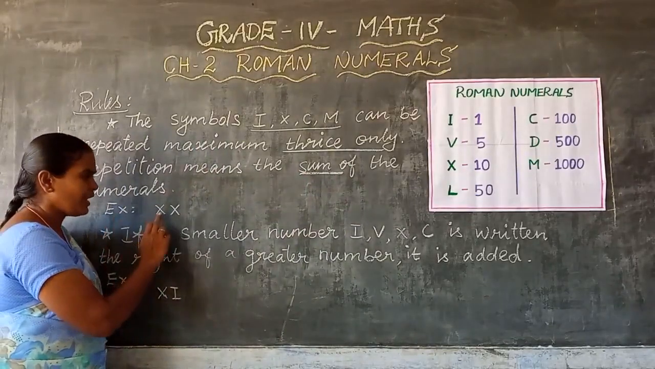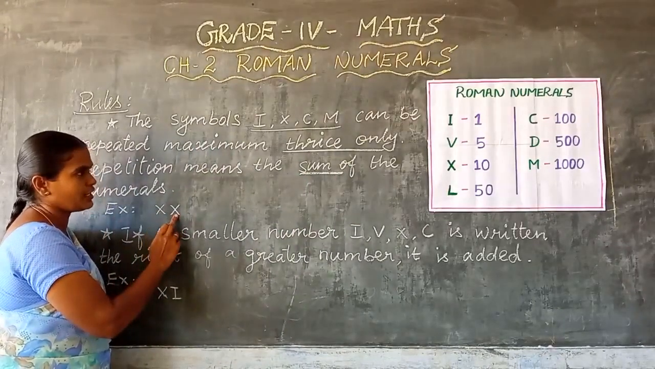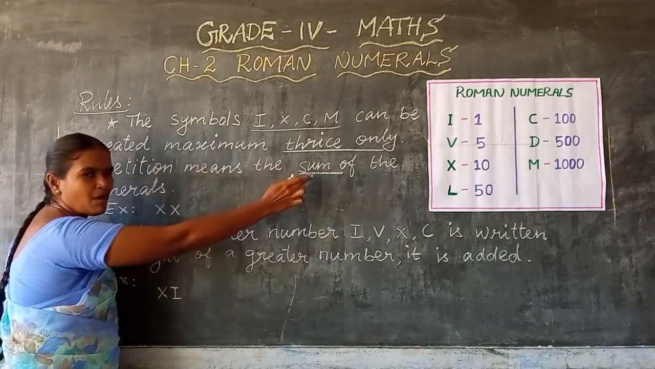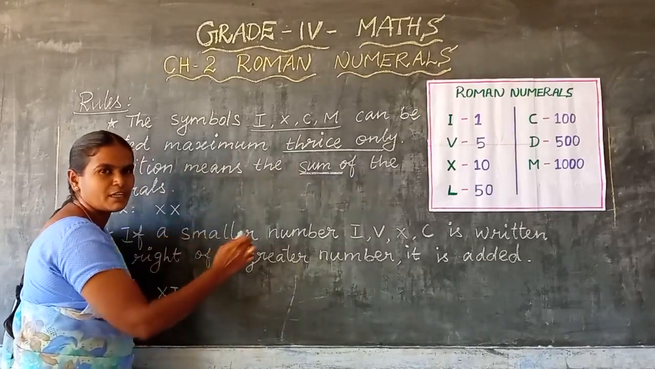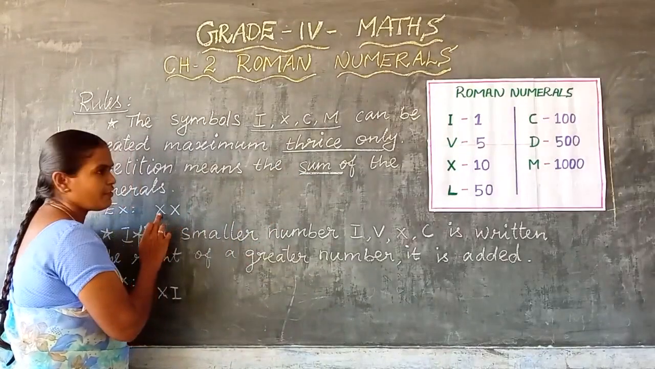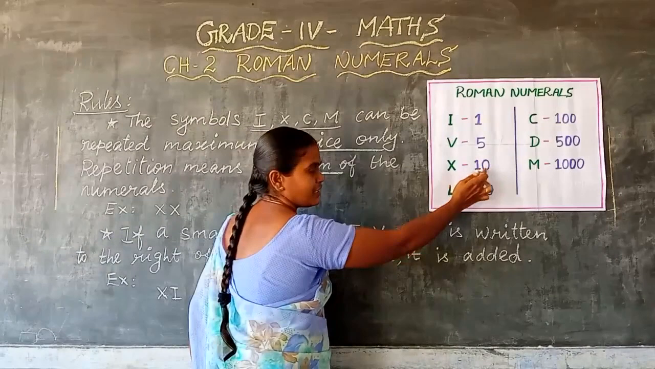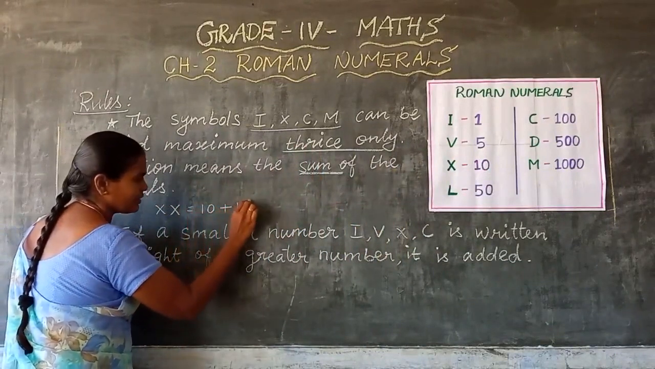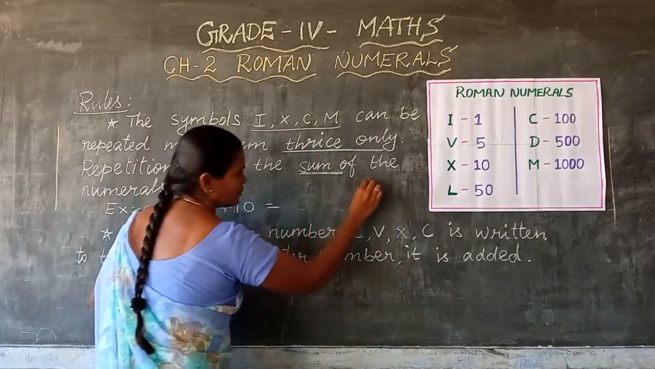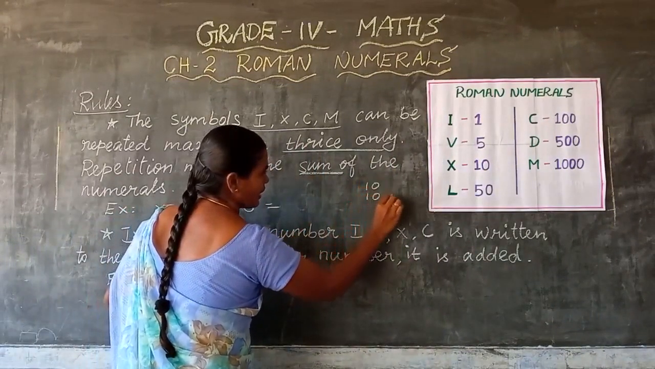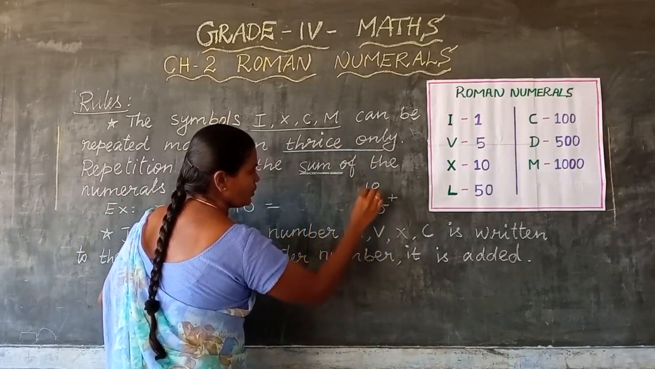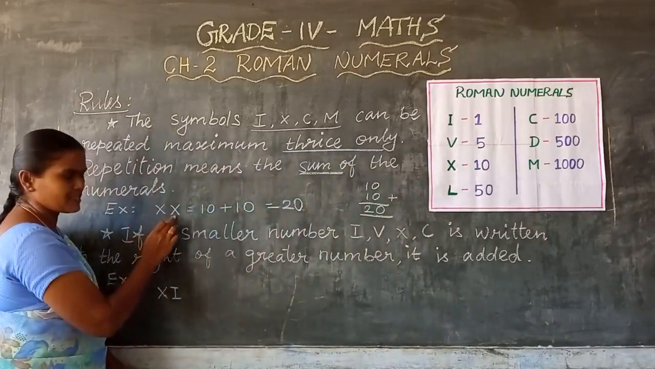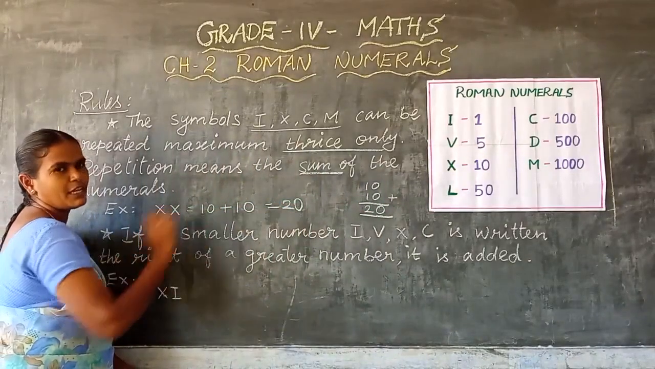For example, X X. This is repetition, maximum 3 times, and here it is given 2 times. Repetition means sum of the numerals, and sum means addition. What is the value of X? Value of X is 10. So 10 plus 10: arrange the numbers, then add. 0 plus 0, 0. 1 plus 1, 2. 20. So X X is 20.